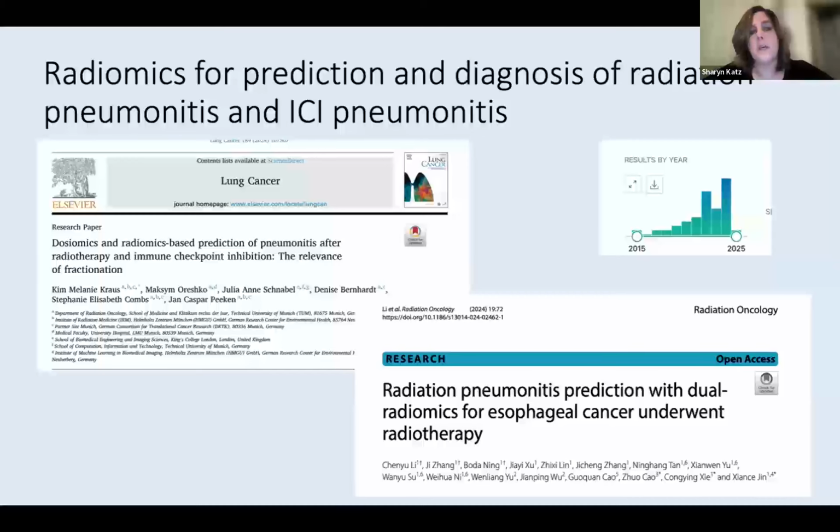These are just two examples in the last year. But if you look on the top right, look on PubMed, it's surging. I searched pneumonitis, radiation pneumonitis, and cancer. And it's definitely something that people are working on. So hopefully we'll have these tools at our disposal to make us that much better at making these diagnoses properly.